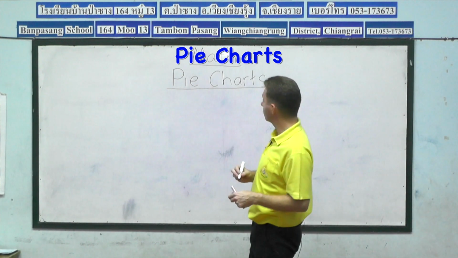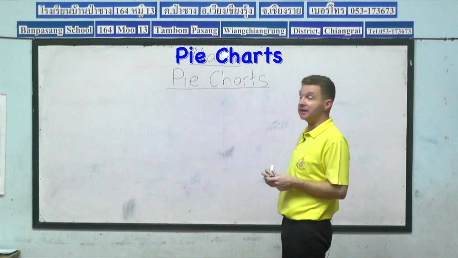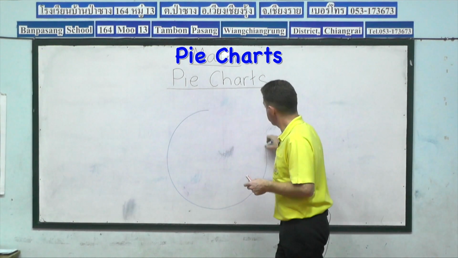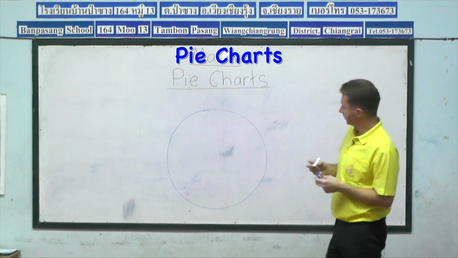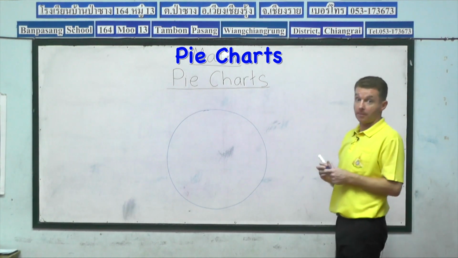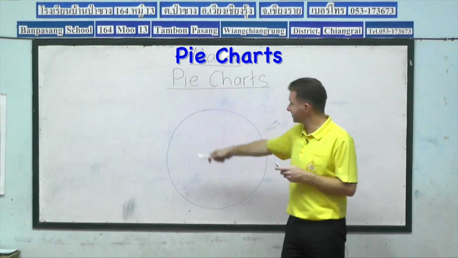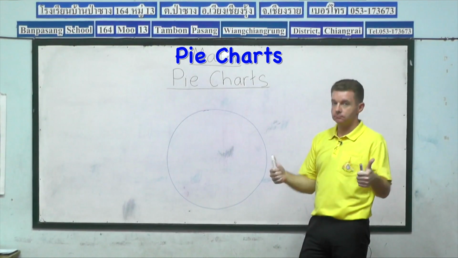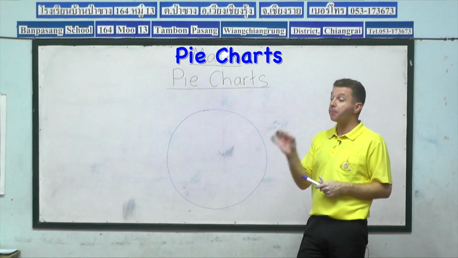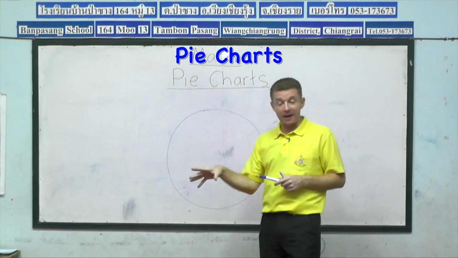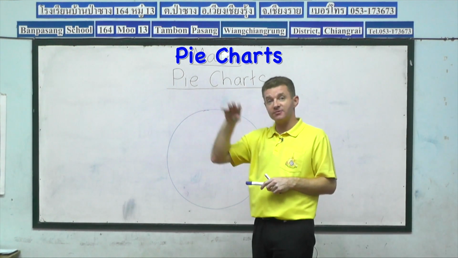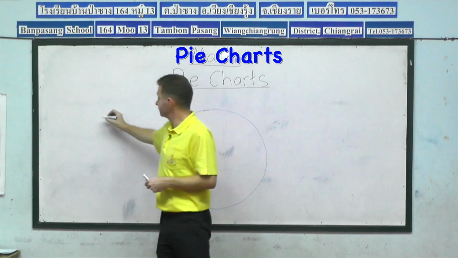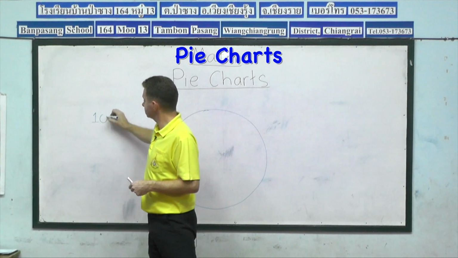So if we're going to look at doing a pie chart, the first thing we need might be a circle, like this. So that looks a bit like a circle or a pie. Now how much does the entire circle or pie represent? 100%. Always 100%. Important to remember, when we're doing pie charts, we must have a representation of 100%, because the complete pie is 100%.